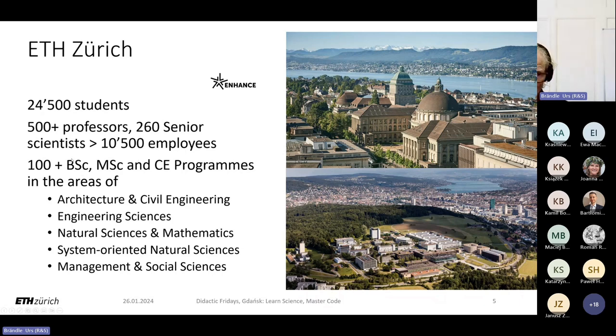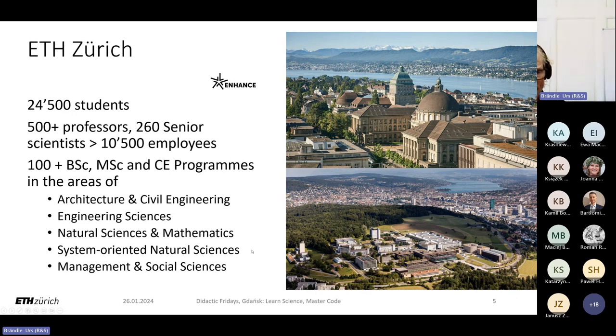We have a lot of bachelor, master's and continuing education programs in the area of architecture and civil engineering. These are always a few study programs, and then the classic engineering sciences, natural science and mathematics, and what we call system-oriented natural science, which would be food science, health science, environmental science, agricultural sciences. And we also have an area of management and social sciences.